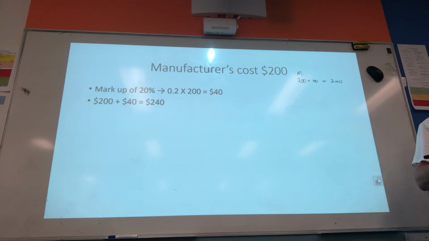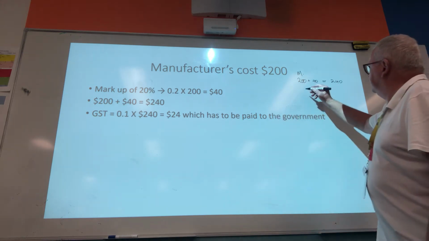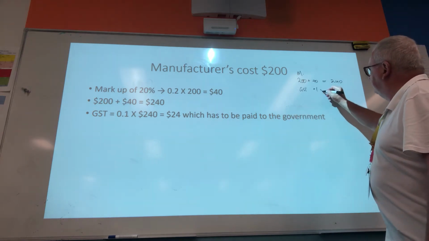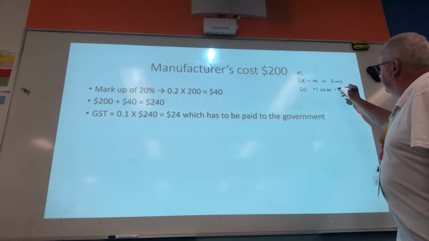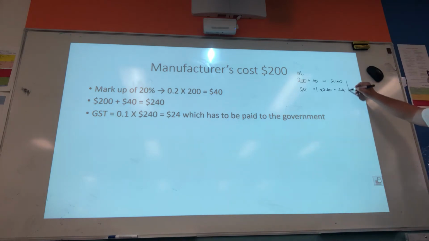But that's not the end of it, is it? Because you haven't paid GST on it. Okay? You're selling someone a good. So you've got to charge them 10% GST. So this is where this comes in. So the GST, 0.1, which is 10%, times 240, is $24. Now suddenly that adds up to $264.